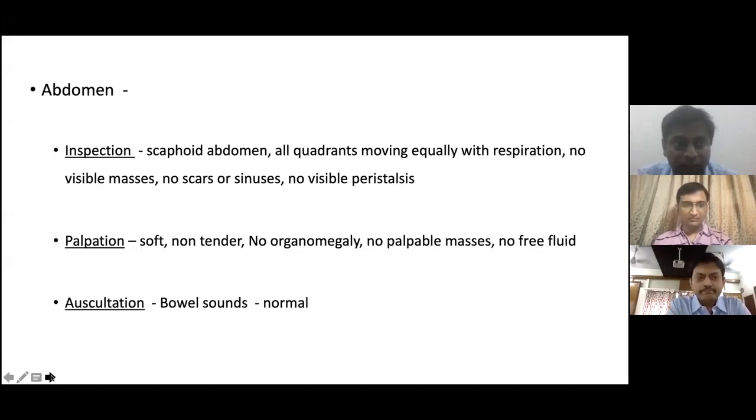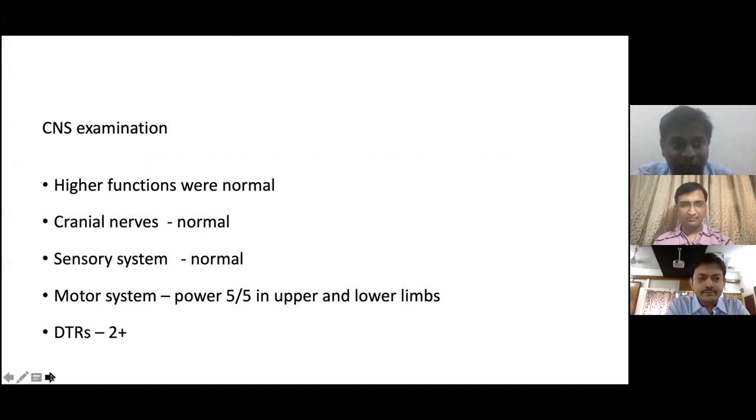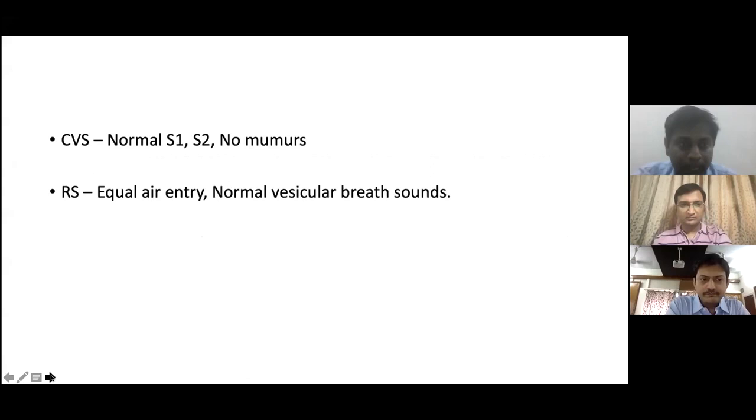On inspection, abdomen was scaphoid with all quadrants moving equally. There were no visible masses, scars, or sinuses. There was no visible peristalsis. Palpation was soft and non-tender. There was no organomegaly or masses palpable, and there was no ascites. On auscultation, bowel sounds were normal. CNS examination, higher functions, cranial nerves and sensory system were normal. Motor system examination showed normal power in both the upper and lower limbs, and his reflexes were normal. Cardiovascular and respiratory systems were grossly normal.